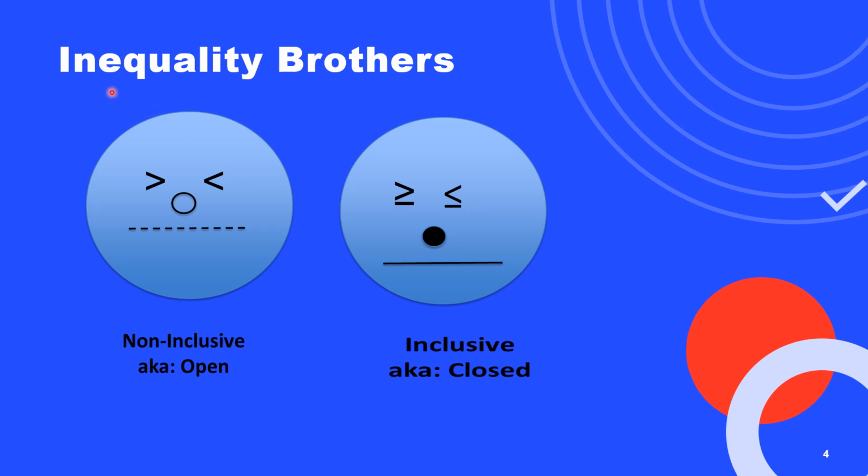Inequality boundaries. Okay, so we have here a dotted line, and this is a closed line. So this means that it's non-inclusive, also known as open. This one is inclusive, also known as closed. Alright?